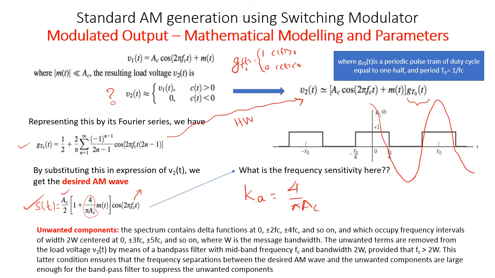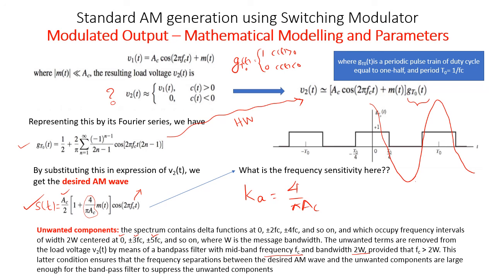And of course we have these unwanted components, as I told, at f equal to 0 and at f equal to plus or minus 3fc, plus or minus 5fc, and we can always eliminate those components with the help of a band pass filter with mid frequency at fc and bandwidth equal to 2w.